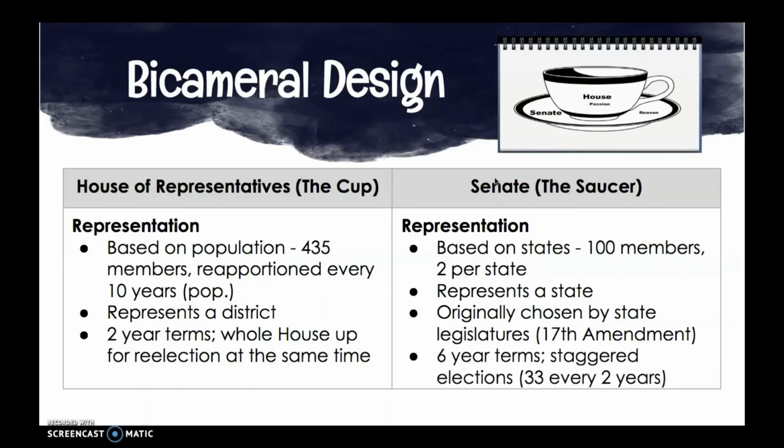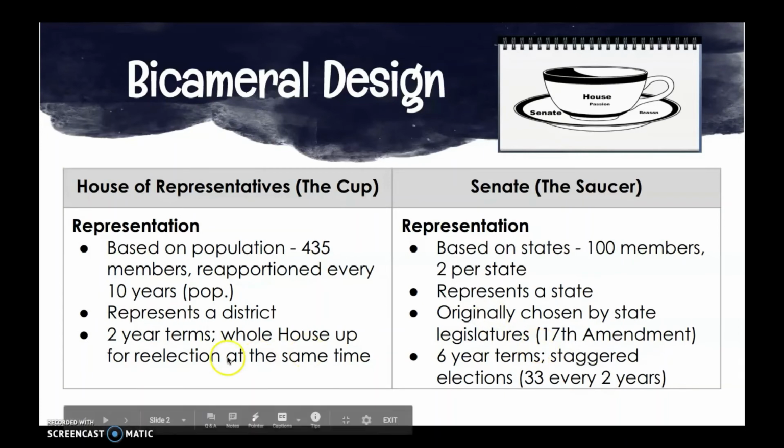Now, unlike the House, the Senate has longer terms. They have 6-year terms, and unlike the House where they are all up for re-election at the same time, the Senate has staggered elections. So a third, 33 seats in the Senate, are up for re-election every 2 years.